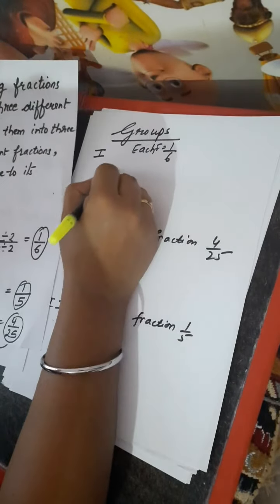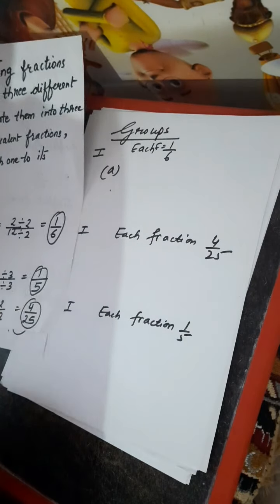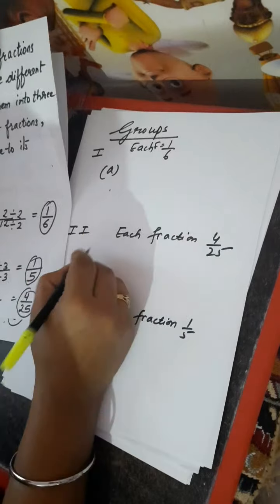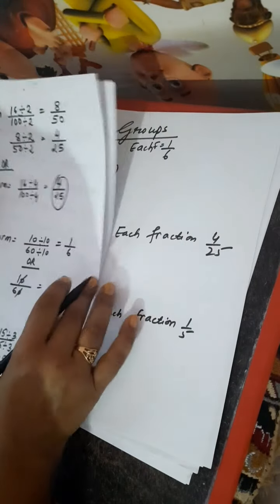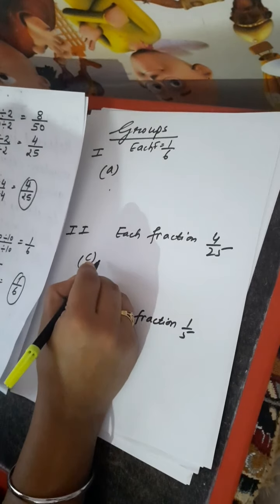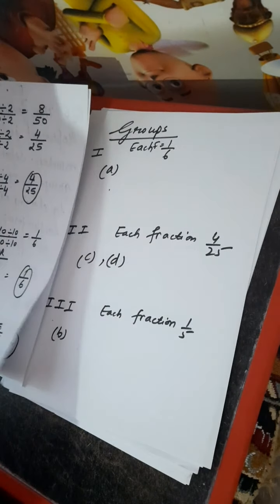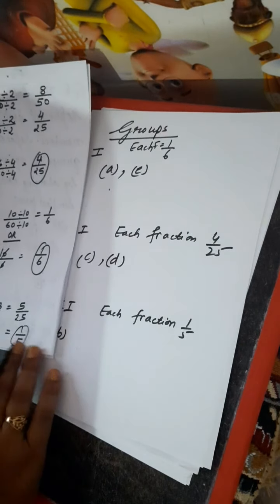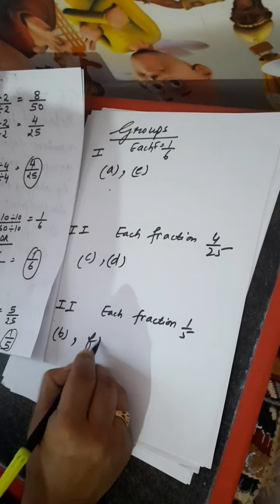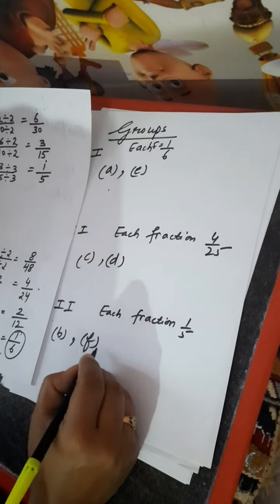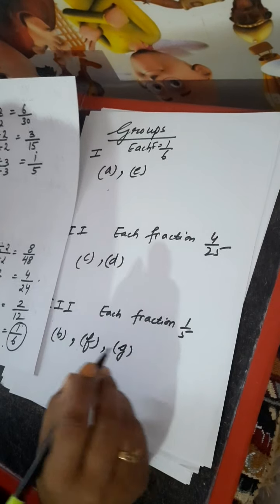1 upon 6, we have this A part. Then B part is 1 upon 5, so I will write B over here. C part is 4 upon 25, so I will write C over here. Then D part is 4 upon 25. Here we have part D. E part 1 upon 6, E part. F part 1 upon 5, so I will write F over here. After that G part I have 1 upon 5, so I will write G in the third group.